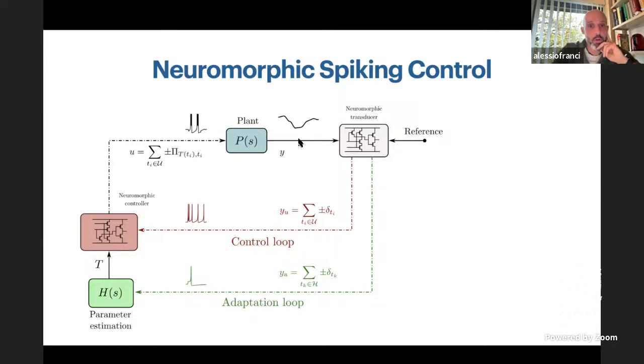So the approach in neuromorphic control is that the signals that travel between what you want to control and the controller are, like in nervous systems, only spikes.